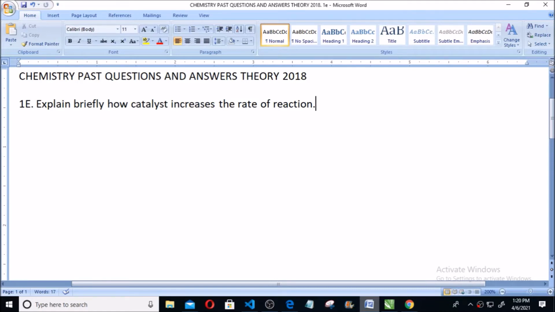Question number 1E. Explain briefly how catalyst increases the rate of reaction. Catalyst alters the rate of reaction by providing the new pathway, that is, the active site for reaction to take place by lowering the activation energy.